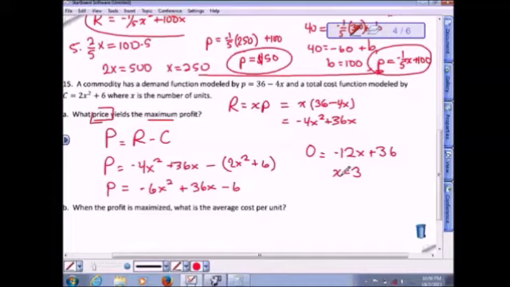What price is that? Well, if we plug this value, 3, into the price function there, 4 times 3 is 12, 12 from 36 is 24.